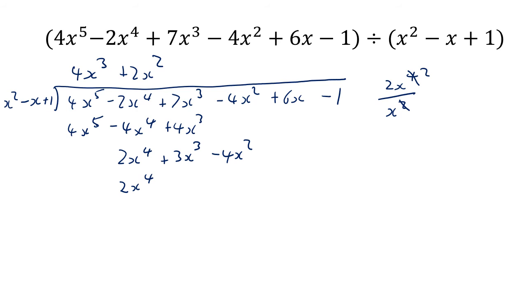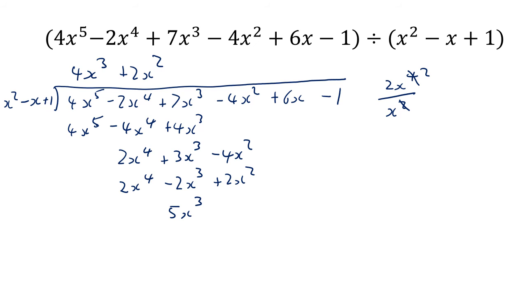Then you multiply the 2x squared times the negative x. So you get minus 2x cubed. Then you've got to do the 2x squared times the 1 again. So you get plus 2x squared. Then you do these 3 minus these 3. So first one cancels out. Plus 3 minus negative 2 is actually 5. So you get 5x cubed.